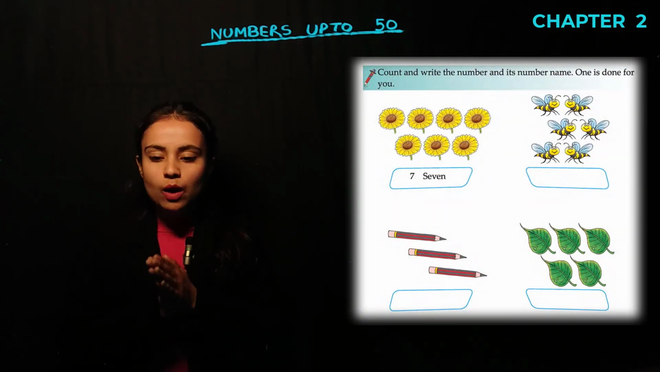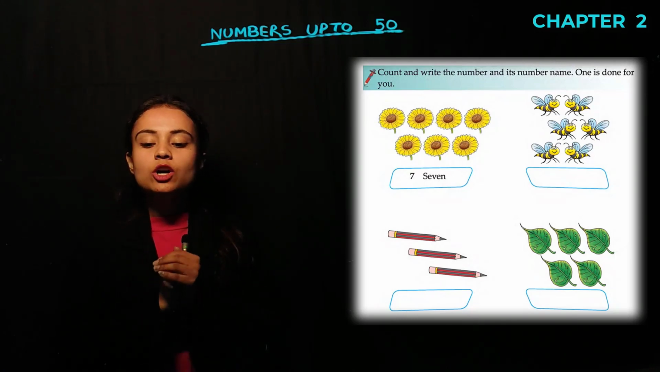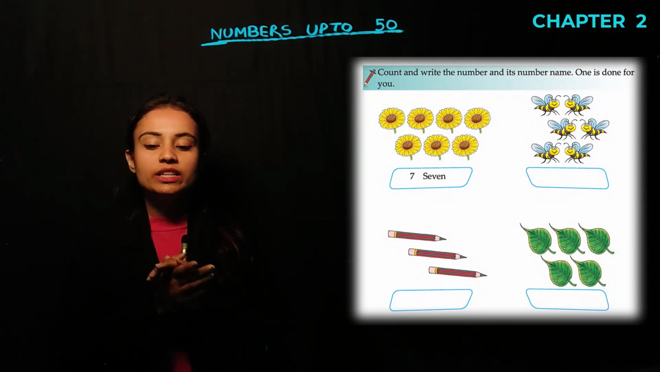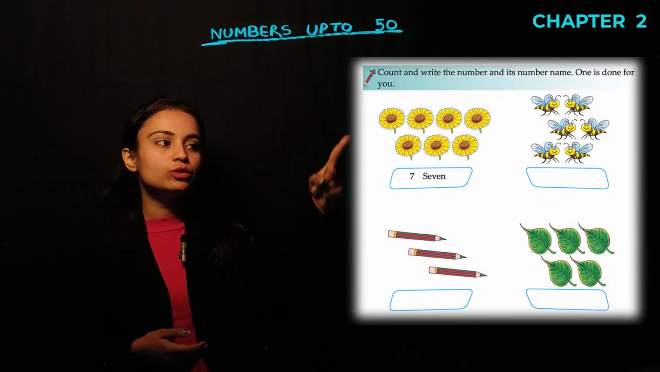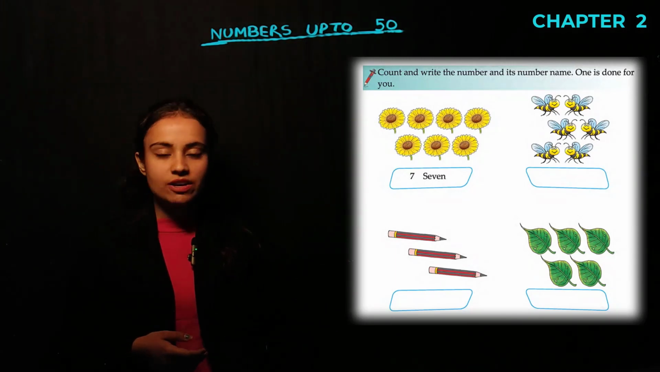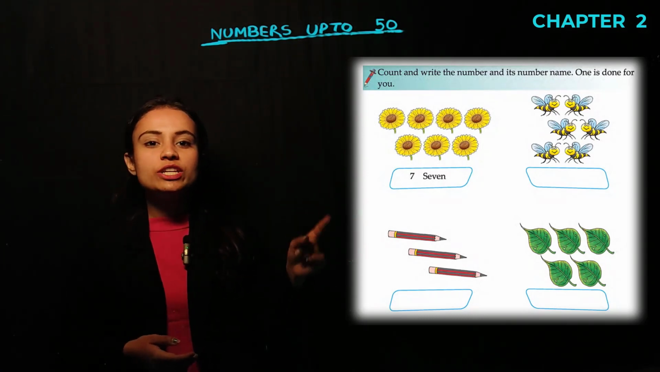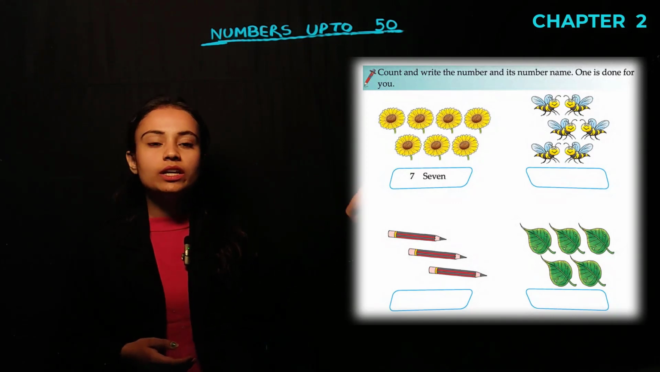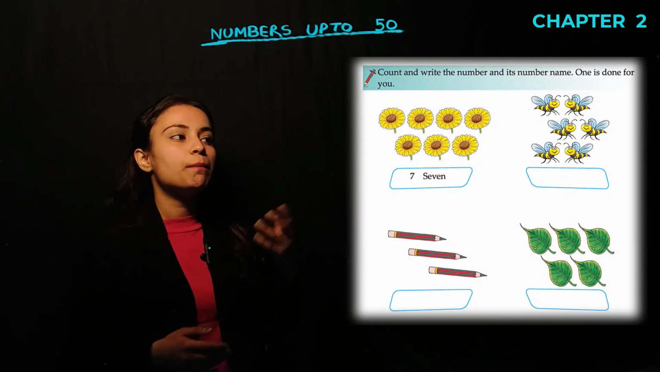Next, we have to count and write the number and its number name. One is already done for you. In the first picture, we have some flowers. Let's count them. 1, 2, 3, 4, 5, 6, 7. So we'll write 7 and its name, which is S-E-V-E-N, seven.